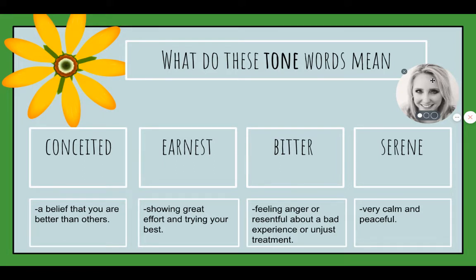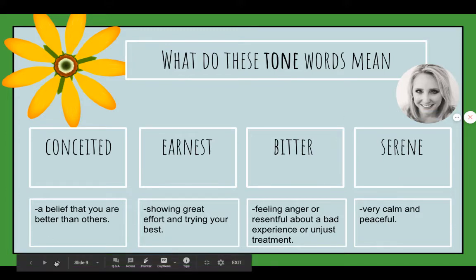I have the word conceited. Conceited means a belief that you are better than others, like I'm number 1 on the basketball court. Earnest. It means showing great effort and trying your best. Bitter. You get bitter when something is unjust or unfair, feeling anger or resentful about a bad experience or an unjust treatment. So maybe somebody is picking on you over and over and over again for no reason. And now you're like, that's not fair. And you become bitter. Serene, very peaceful or calm.